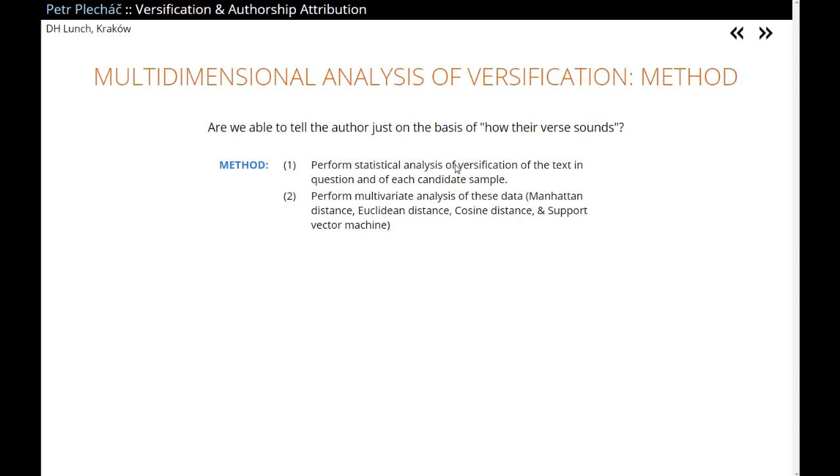So finally we get through the versification. And the question is, of course, if we are able to tell the author just on the basis of these features. And I believe the method is clear now. We don't use comparing the curves, Starlinskaya did, but we simply use frequencies of these versification features in modern classifiers used in stylometry. Namely, I've employed here Manhattan distance, Euclidean distance, cosine distance, support vector machine.